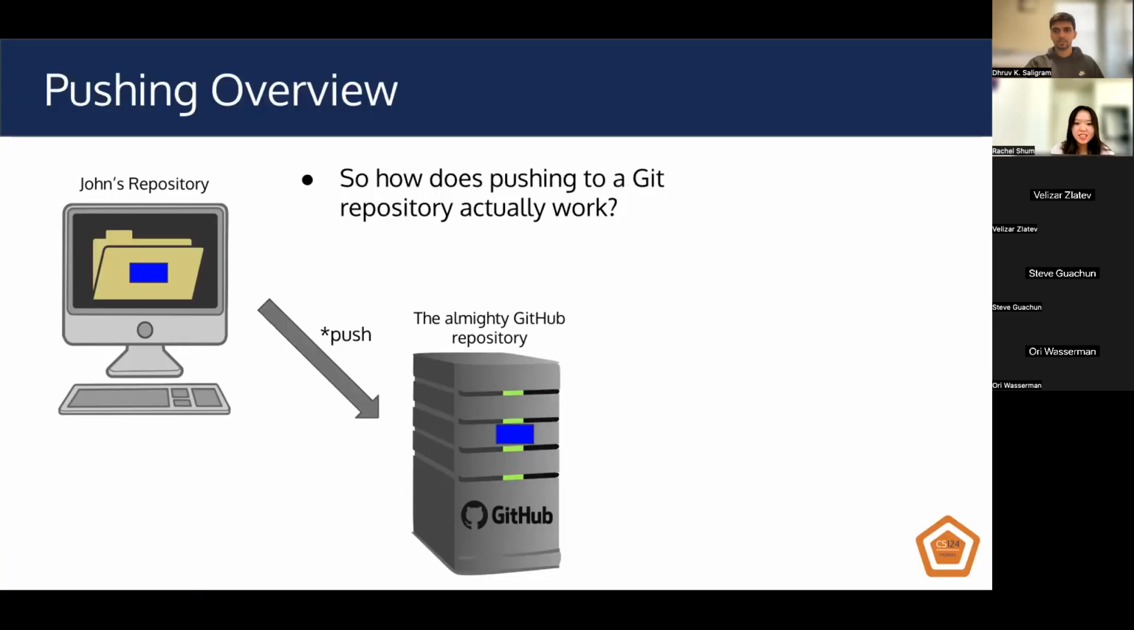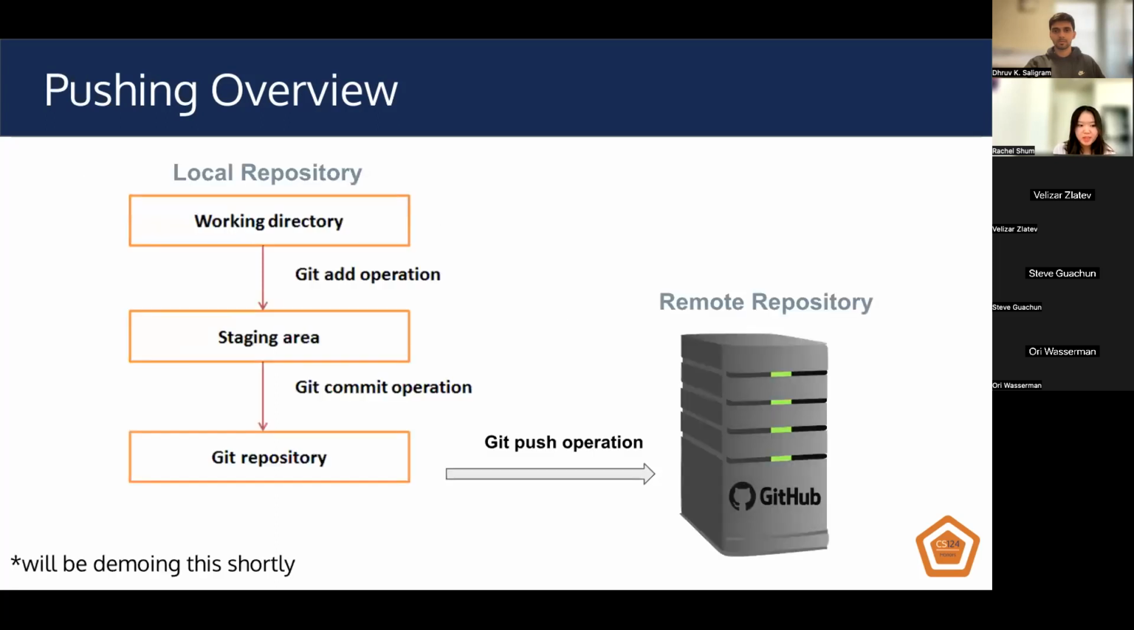Okay, so we're going to take a look at pushing. How does pushing to a Git repository actually work? There are generally 3 stages to this. When you're on your local computer, on John's computer for example, you have something called a working directory. That is where you are going to be making all of your changes and writing all of your code.